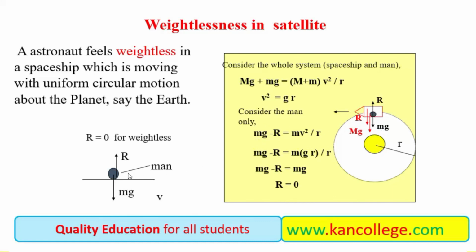Now consider the man only, or the black circle only, with a mass small m. We can see that this mass in the satellite has a weight of small mg, and there will be a reaction force from the surface of the satellite equal to capital R. If we want to calculate the net force on the astronaut, that will be equal to mg minus the reaction force, and that net force will be equal to mv square over r, providing the centripetal force, the net force of attraction by the Earth.